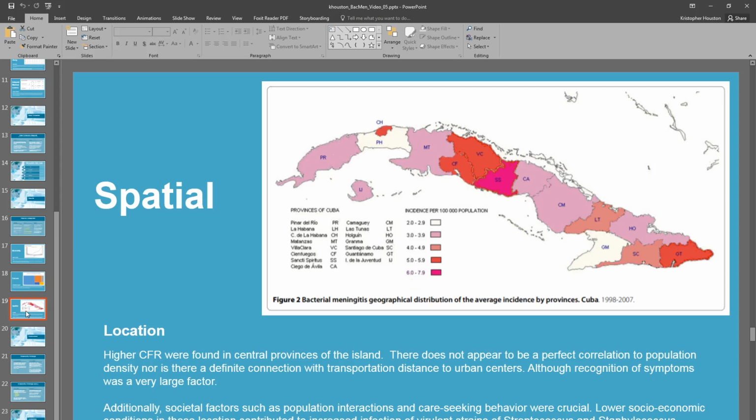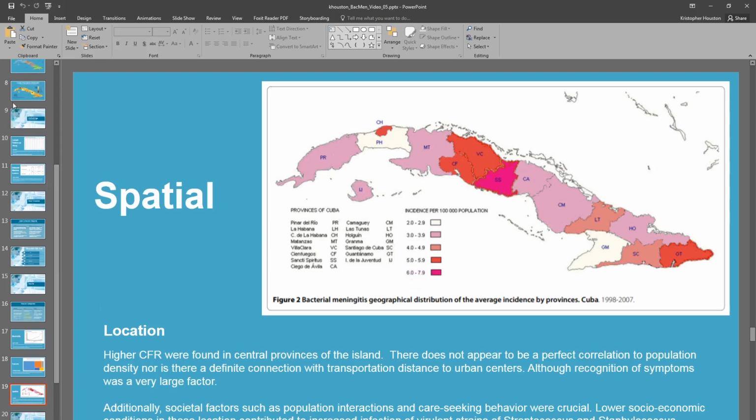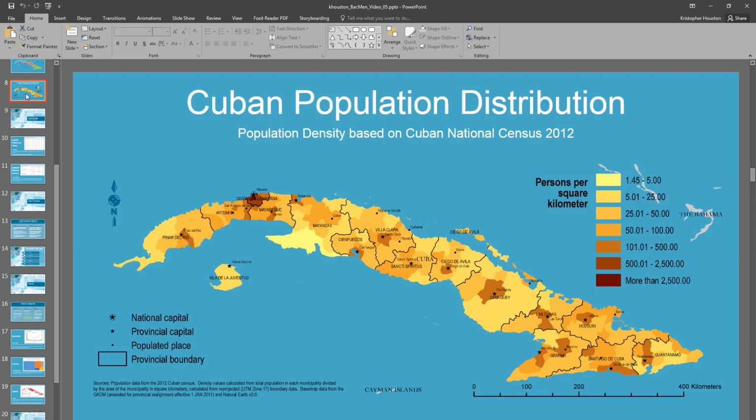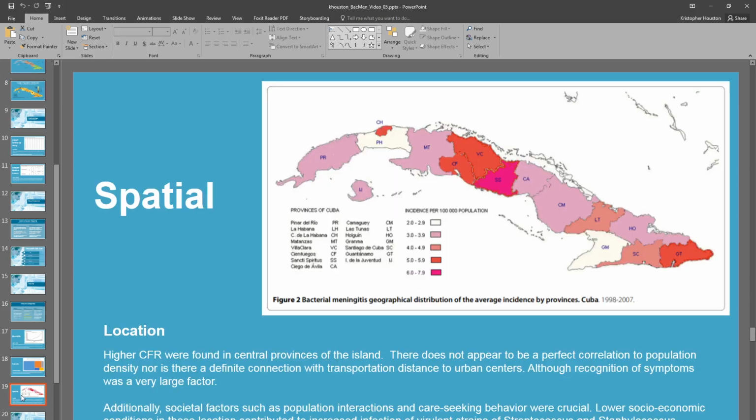Spatially, this is a map indicating the higher case fatality rates, which were, as you can see, in the central provinces here. Interesting to note that it is actually quite different from the population density map earlier. If these were just based on population and population density, we might see that areas over here and over to the east here may be the highest case fatality, but in effect it was actually the central regions.